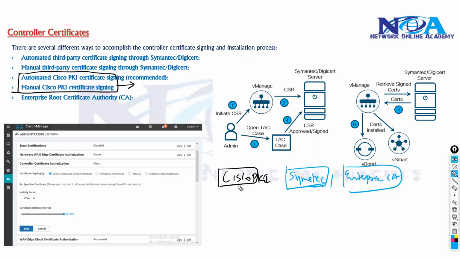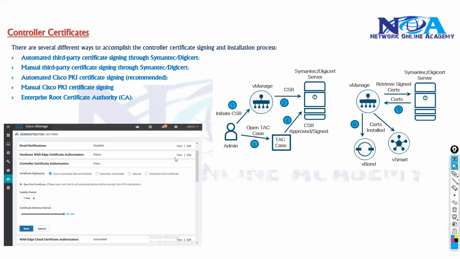In Cisco PKI, again public key infrastructure, there is a manual process, or you can do it as an automated process. So those are the two options: manual and automated. Similarly, with Symantec there is an automated as well as a manual process. So overall it makes five ways. But if you roughly divide them, there are three different sources from where you can get the certificate.